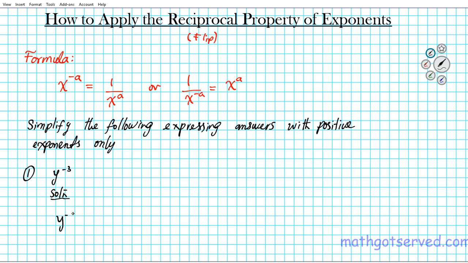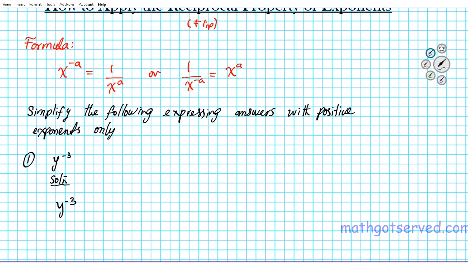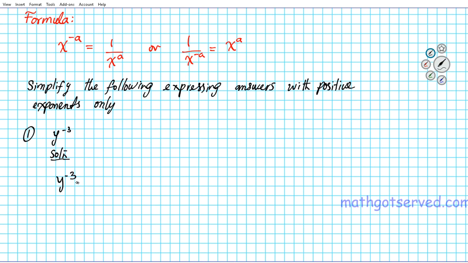The only term with the negative exponent is the y term. So what does that mean? Using the reciprocal property of exponents, y is going to get reciprocated. So y to the negative 3rd is simply going to become 1 over y cubed. And when we reciprocate, this negative power becomes positive. And that's the answer to question number 1.